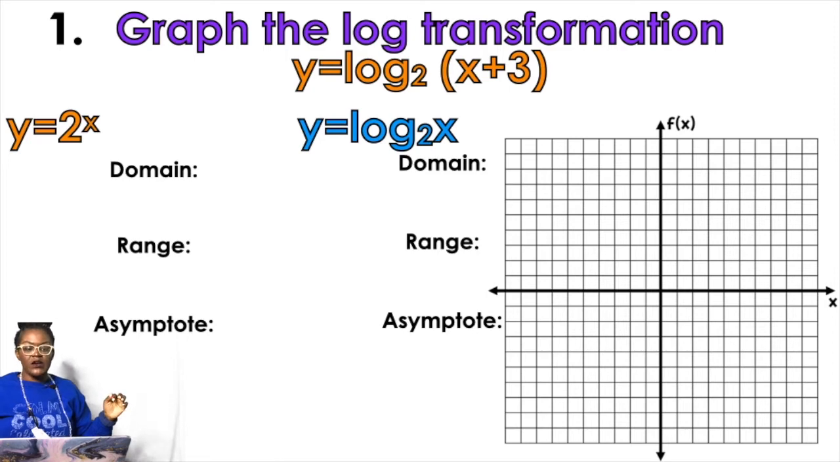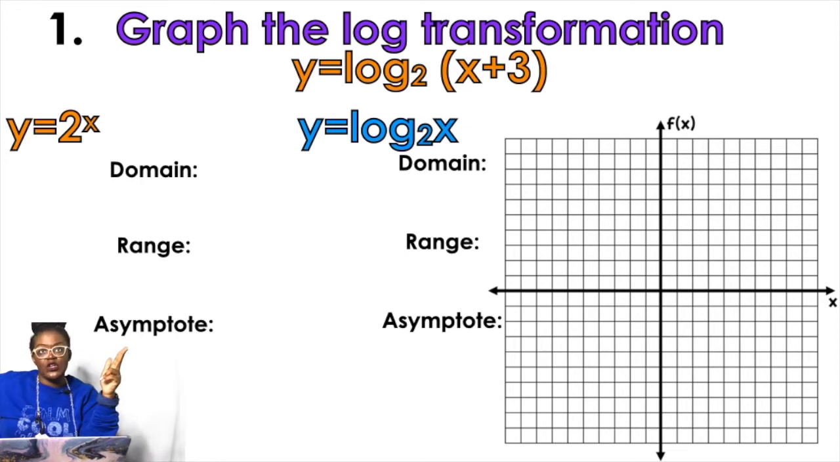Okay? So the first thing that we need to focus on is we need to talk about what that transformation is going to look like. Right? I have an h value. It's a plus 3, which really means go left 3 spaces. That's what you should be thinking about. So that's going to go left 3 spaces. All right? But remember, our proper procedure for graphing logs is, number one, you have to graph the exponential first.